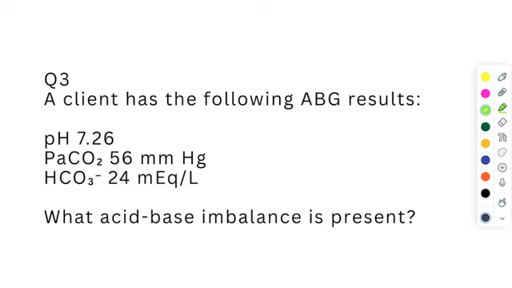Okay, so we have ABG number 3. Our pH is 7.26, a PaCO₂ of 56, and a bicarb of 24. Again, the similar question, what is the acid-base imbalance? I'll give you a couple of seconds there, and let's start analyzing the pH.